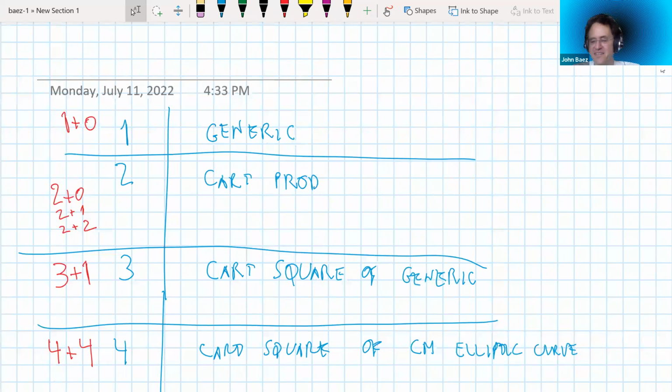I keep on claiming that there are these three viewpoints about abelian surfaces that should be very closely related. They should almost be the same things as genus 2 curves. Is that right? Genus 2 curves should be a lot like.